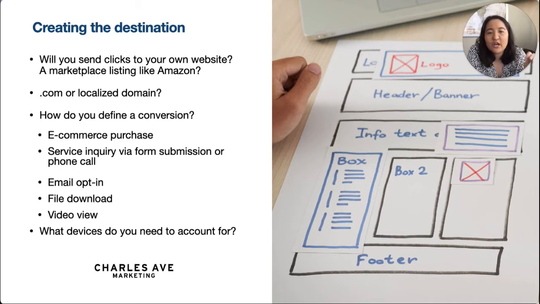And then you need to define what conversions are. Ask yourself, once someone lands on my site, what do I want them to do? For products, obviously sales would be a conversion goal. But you might define softer conversions too, such as leads, video views, email opt-ins, things like that. And then you want to consider what devices your target is likely to use. How important is the mobile experience, for example?